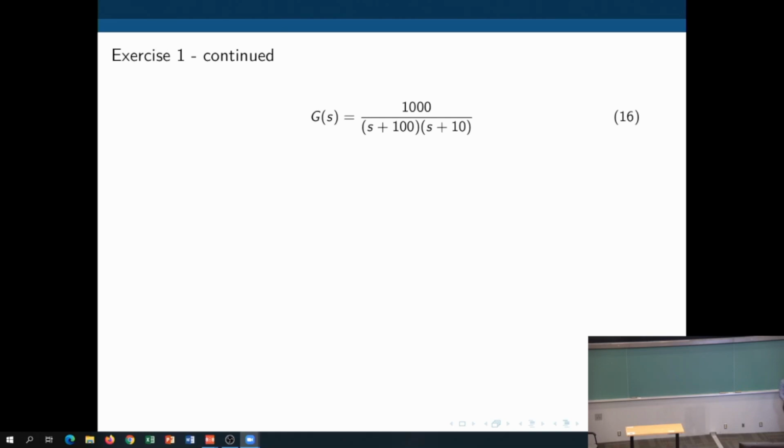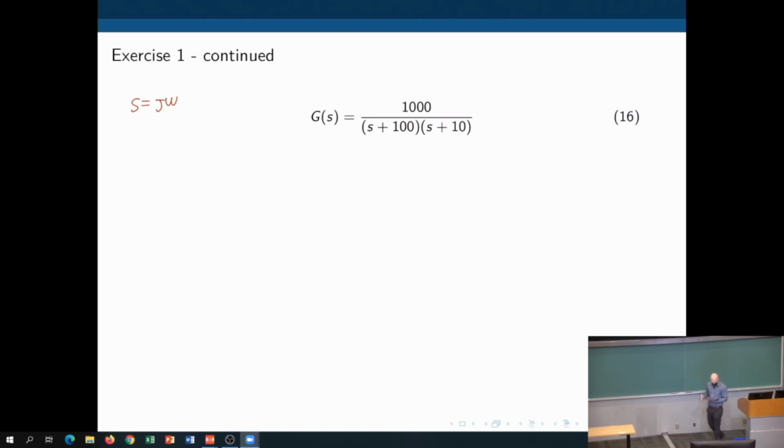And for a transfer function to calculate the phase and the magnitude, we can simply set s equal to j omega. Where is sigma again? Sigma is gone because that only causes transients, and we are not interested in the transients. So now I can rewrite the function as a function of j omega, 1000 divided by (j omega plus 100)(j omega plus 10).